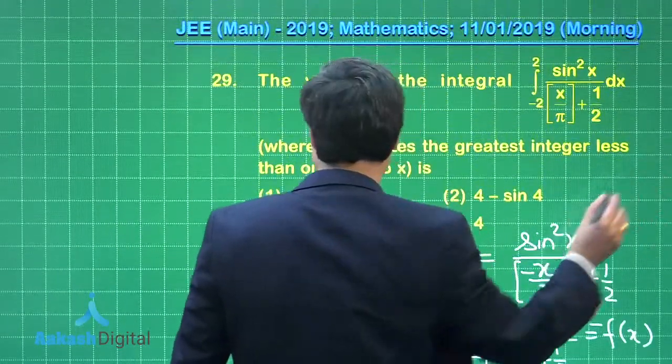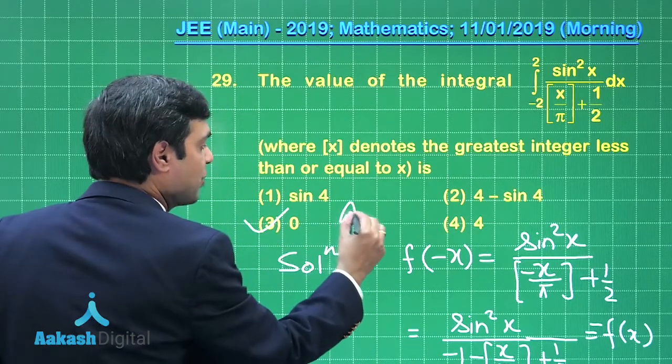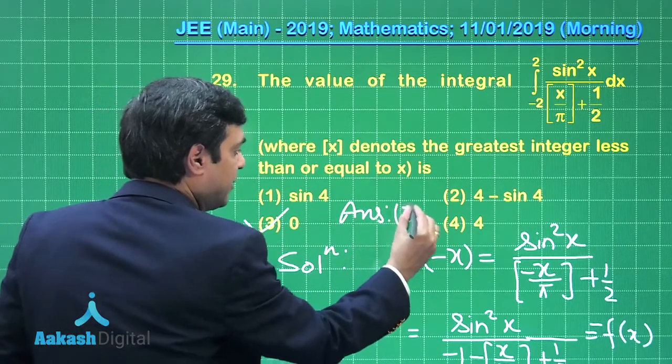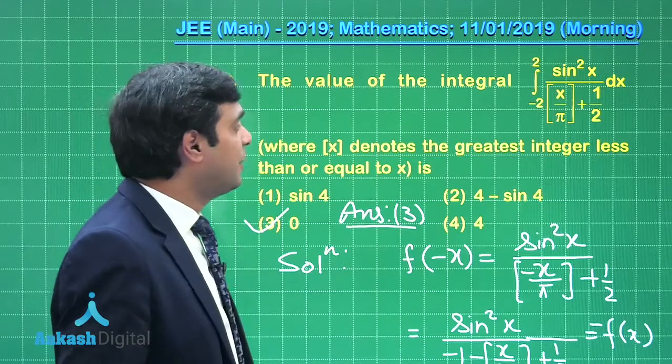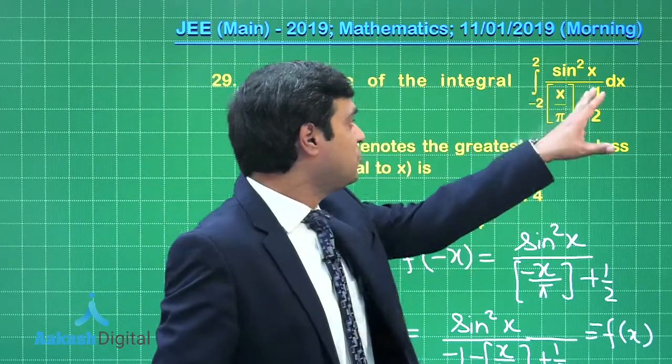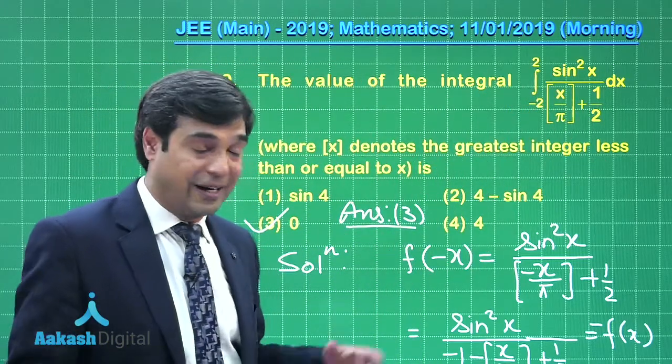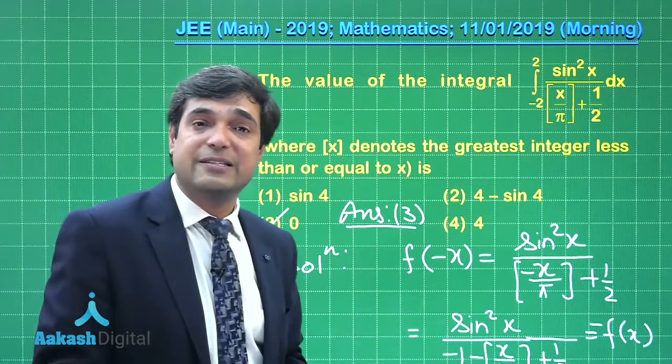So let's see from the given options. The correct answer is option number 3. I am sure this simple question is clear. The only point was you need to check whether the function is even or odd, and this function is odd. So the integral is simply 0.